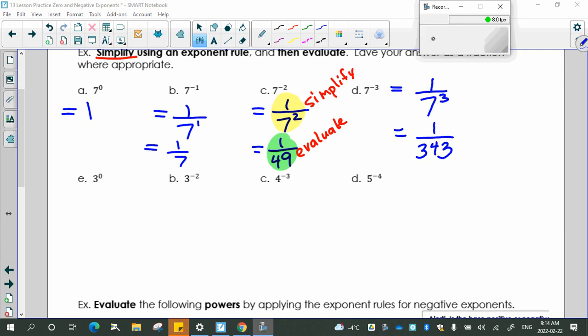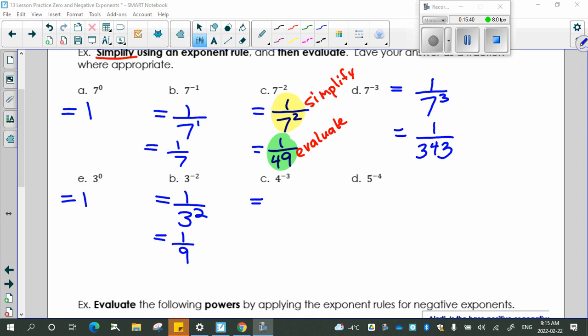I'm going to pause it. Okay, 3 to the 0. 1. Yes. 3 to the negative 2. I got 1 over 3 to the power of 2. Perfect, which gives you 1 over 9. Yes.